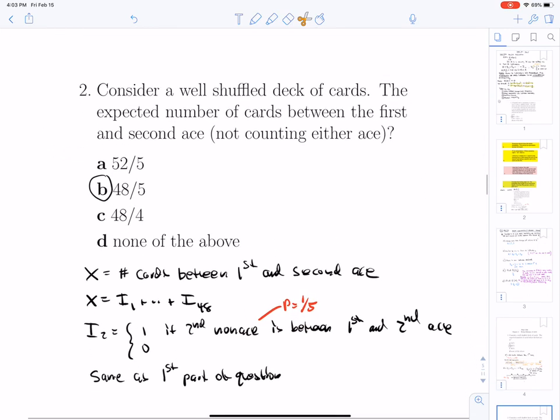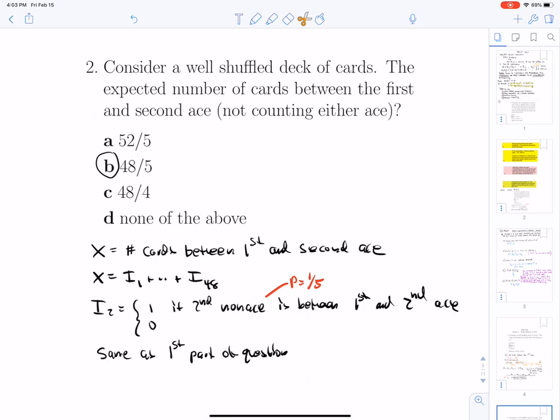The second part of the question was just the expected number of cards between the first and the second ace. And there's nothing special about the first and second ace versus the second and third. So the answer will be just the same as it was for the first question.